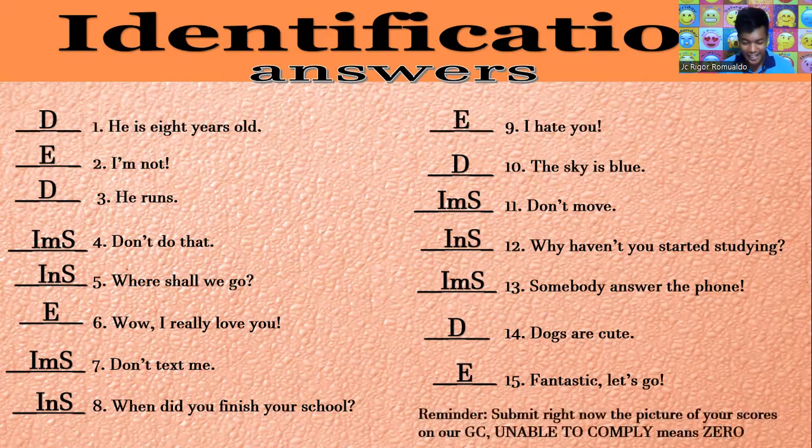But reminder class, right now, as in right now, submit the picture of your score on our GC. I'll give you 1 minute to do that. After 1 minute, unable to comply means 0. Okay? Take a picture of the paper, then submit it on our GC Messenger. Your 1 minute starts now.